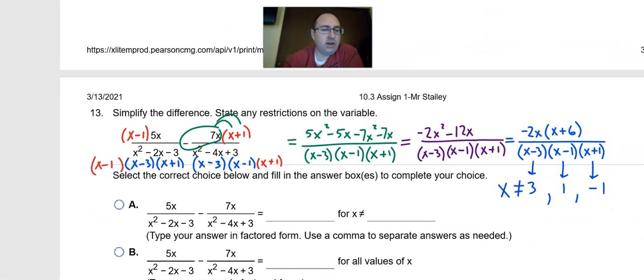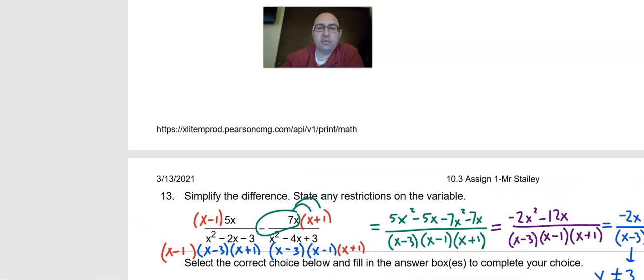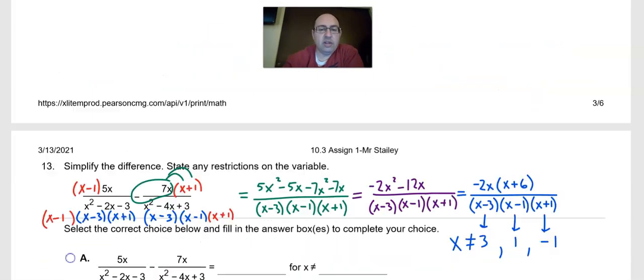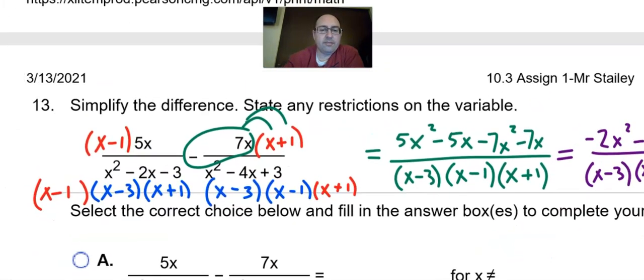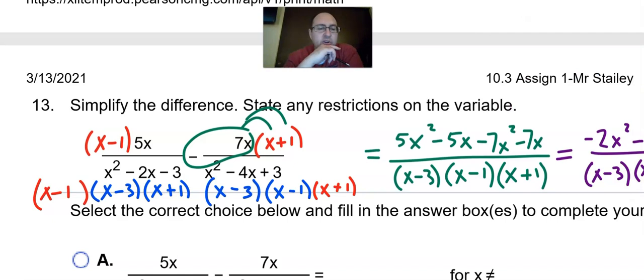Okay, question 13 here. Let's zoom in on this. Did we have restrictions on that last one? No, we did not. Okay, so first thing I did was I factored the denominator. I got x minus 3, x plus 1, and x minus 3, x minus 1.